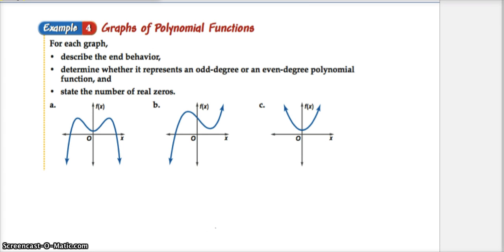All right, so here in example 4, we are being asked about end behavior.